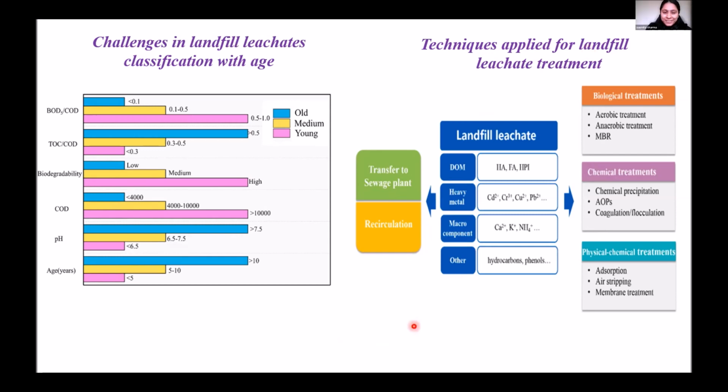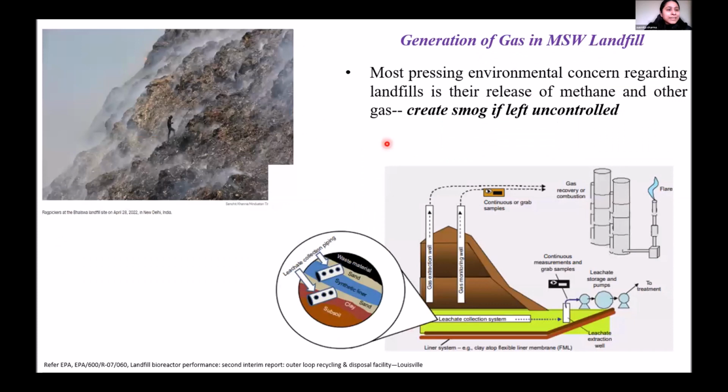Okay. So the first aspect of the environmental risk scenario in landfills that we have just spoken about is contaminated leachate. The second aspect is the generation of gas in municipal solid waste landfills. This is another example of what happens when landfills get different types of unsegregated waste. Mostly in developing countries, the type of waste being deposited is organic in nature.